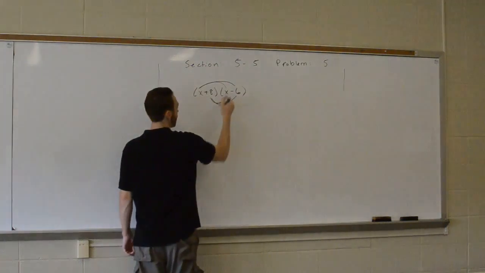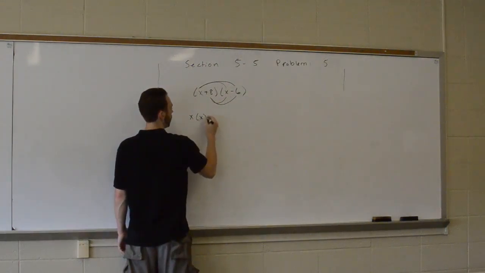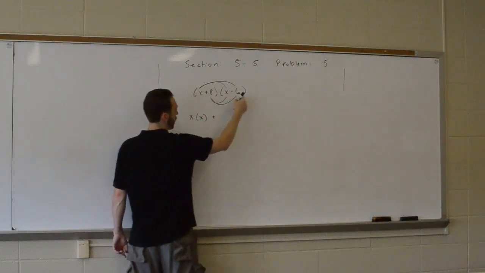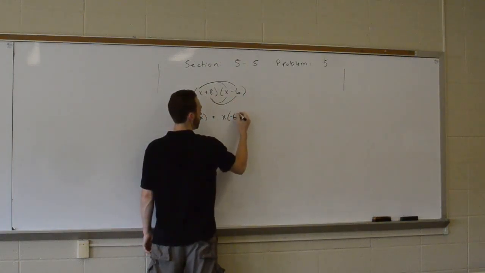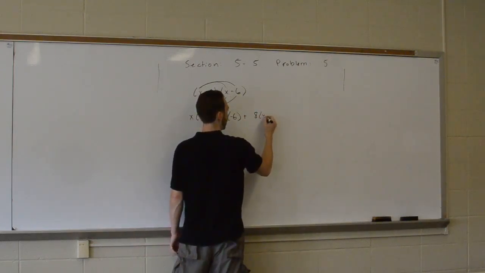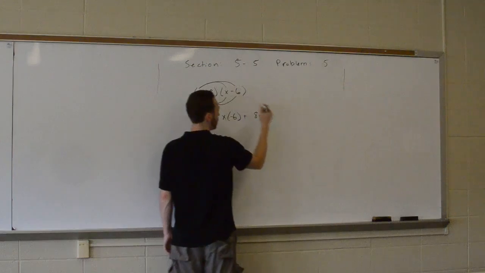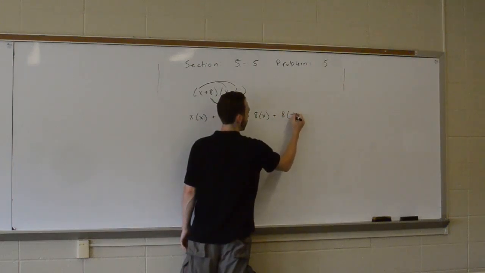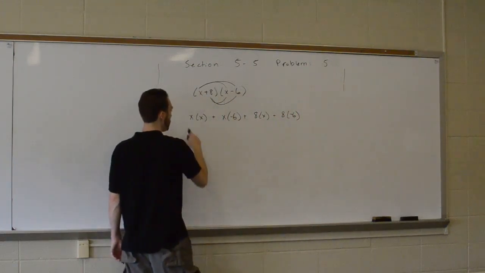So we have x times x, plus x times minus 6, plus 8 times x, plus 8 times minus 6. And we multiply these together.